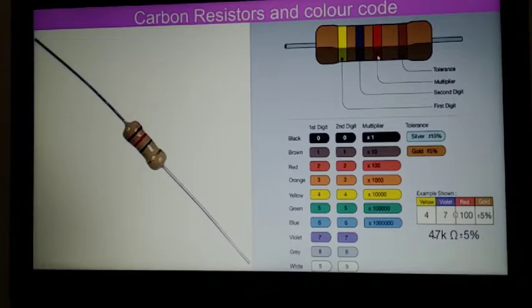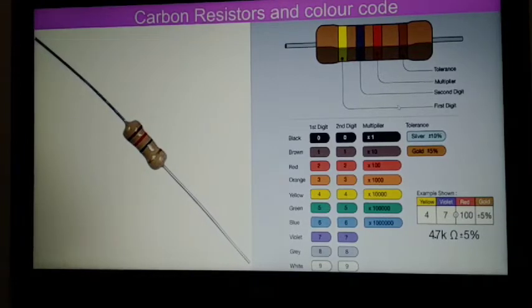The color of the third is the multiplier. Multiplier means it is expressed as a power of 10. And the fourth one is tolerance. Tolerance means the expected variation in the value of that particular carbon resistor. It's a mechanical device, and there may be some variation in its expected value, and how much variation is expected is given by tolerance.